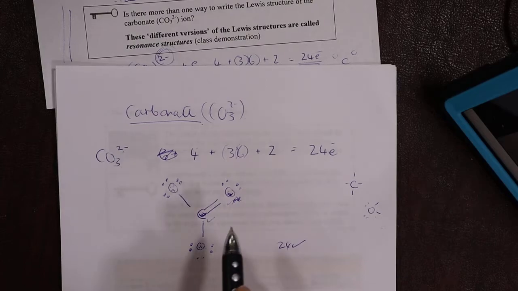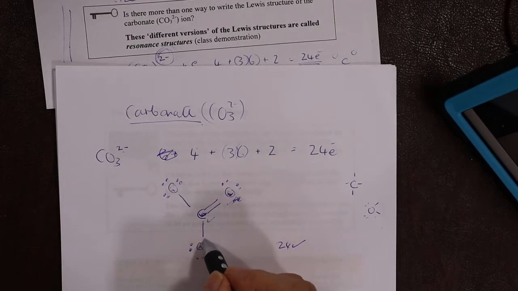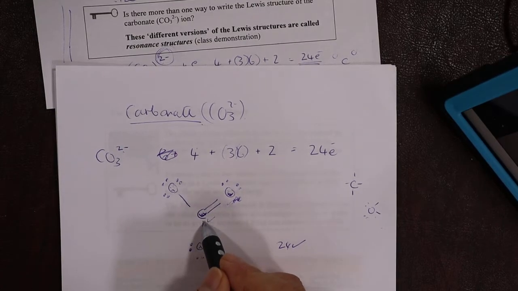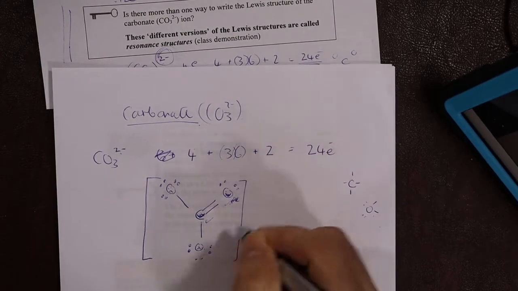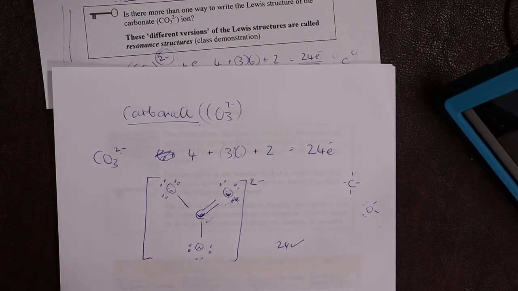What are we going to do? Well, can we put these electrons in here? No, because if we did that, carbon would have 1, 2, 3, 4, 5 bonds. Carbon can have a maximum of 4 bonds because 4 bonds, 8 electrons. So that's as best as we can do. So we put a box around it, and because there's those extra 2 electrons, we put 2 minus up there. And that's as far as the theory takes us, okay?